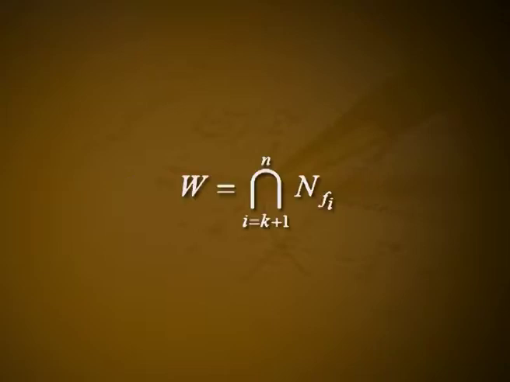Proof: in the notation of the proof of the theorem, W is exactly the set of vectors alpha such that f_i of alpha equals 0, i equal to k plus 1 etc. n. Then W equals the intersection over i equal to k plus 1 to n of N_{f_i}, where N_{f_i} is the null space of the linear function f_i, i equal to k plus 1 etc. n.